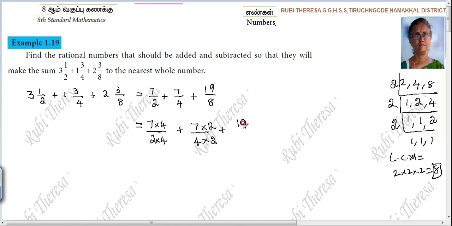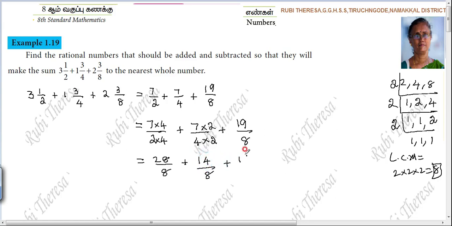Here is there any change? No, because 8 is there. You write as it is. Understand? So next one is what? 7 4s are. Otherwise 4 7s are. 3 7s are 21. 4 7s are 28. 28/8. Otherwise 5 4s are 20. 6 4s are 24. 7 4s are 28. Next 2 7s are 14. 7 2s are 14.